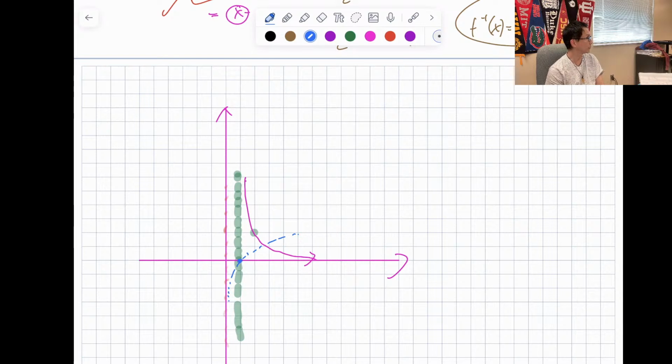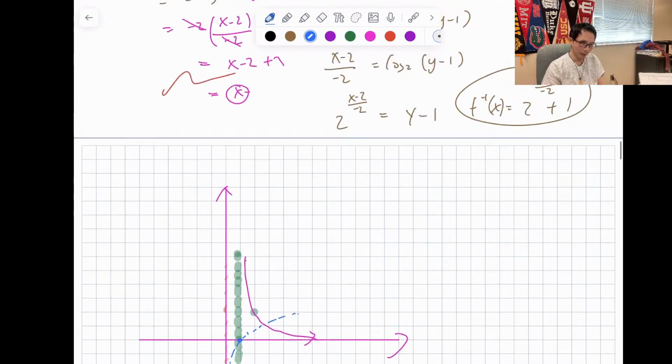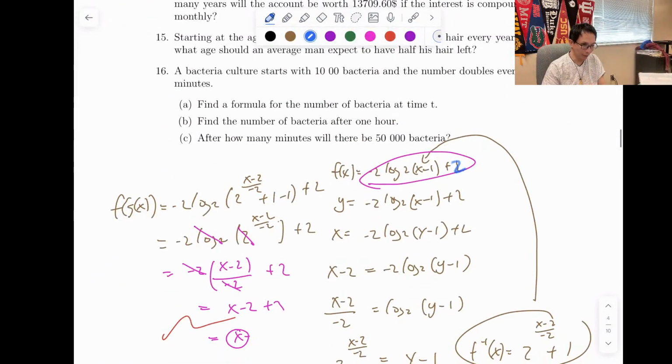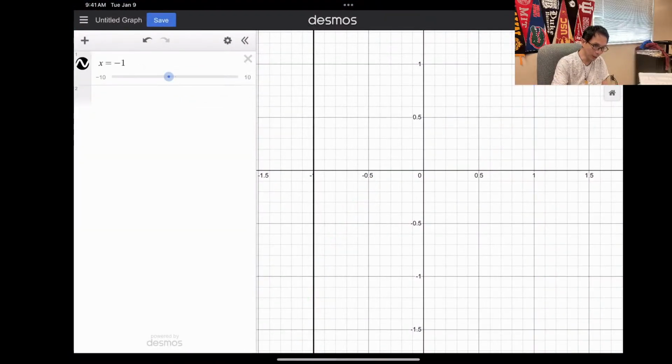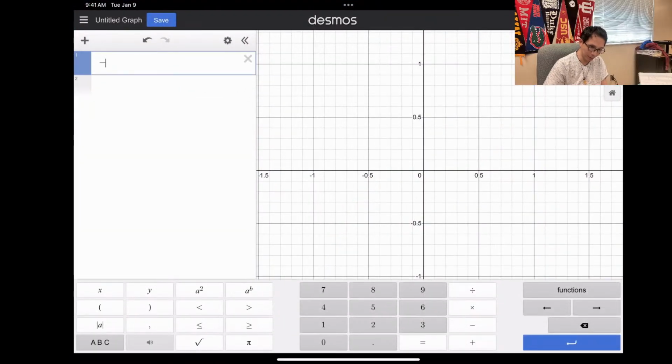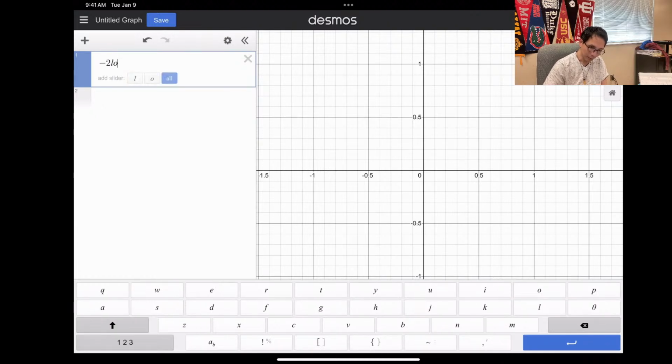Yes, there is a negative log. And if you want to check if my graph's correct, let's go check. Can you tell me what it was? Negative 2 log base 2.